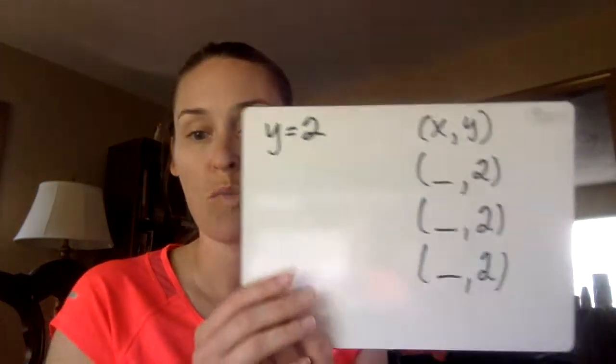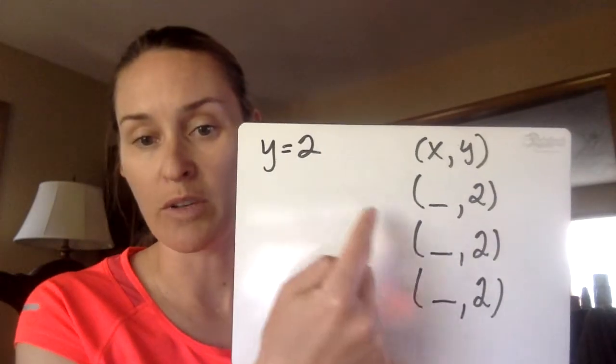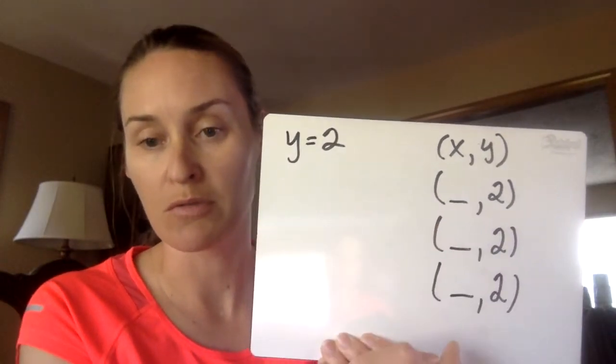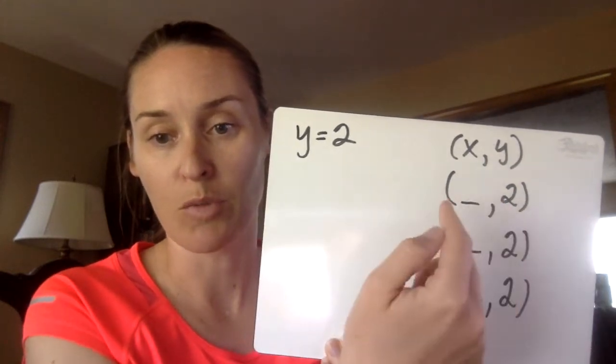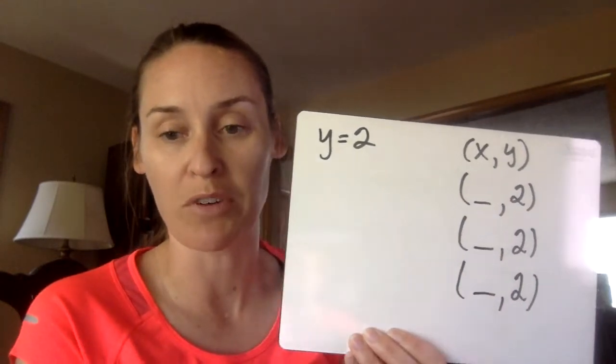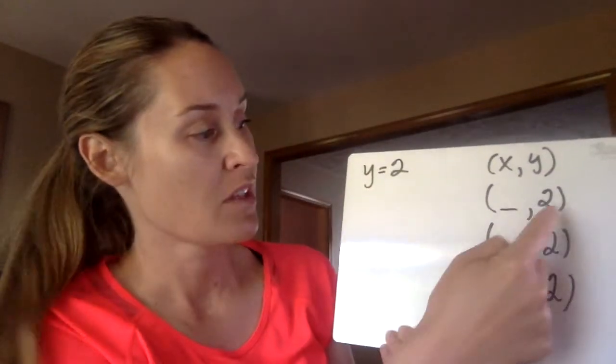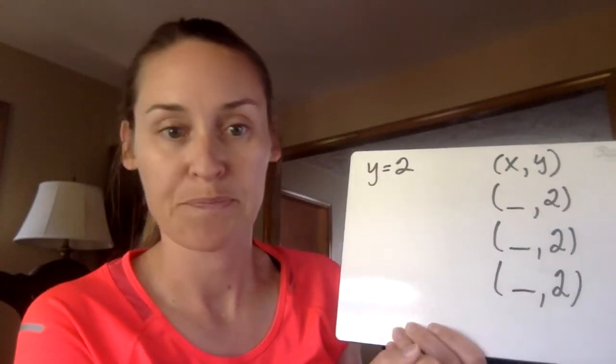So it says the y value is always 2 regardless of the x value. The graph of y equals 2 is a horizontal line 2 units above the x-axis. So that means it doesn't matter what you put in for x, y is always going to be 2. I could put in 1, 2, 3 for x. You could put in 20, 30, 40. It doesn't matter what you put in for x. That y value always has to be 2.